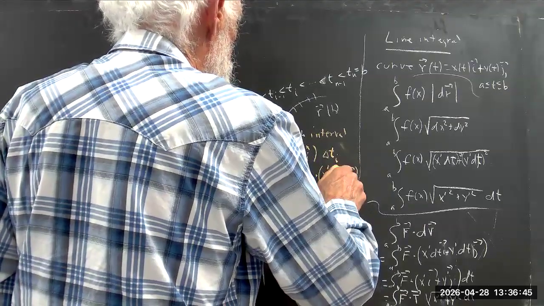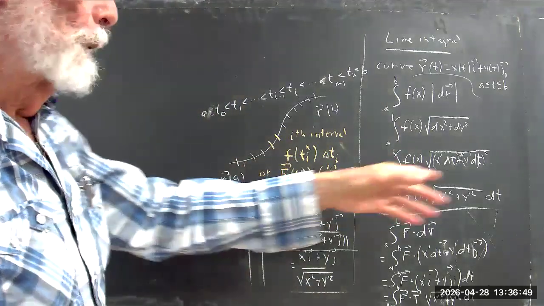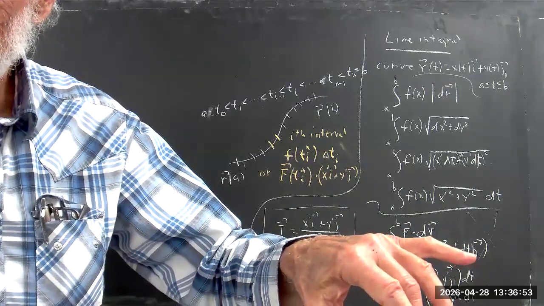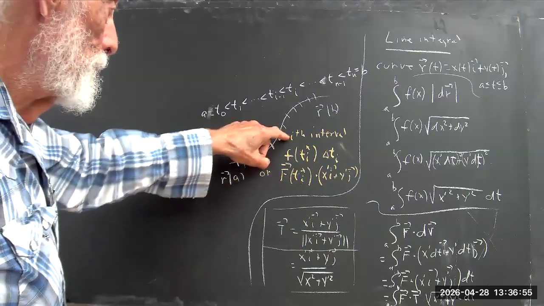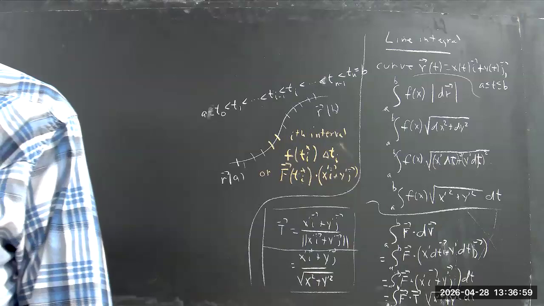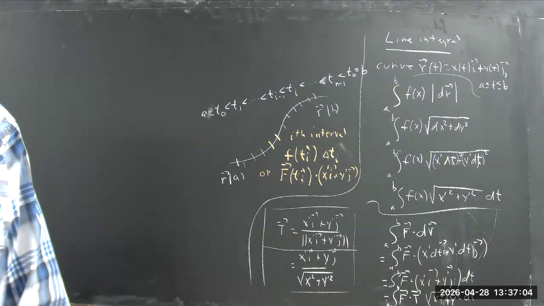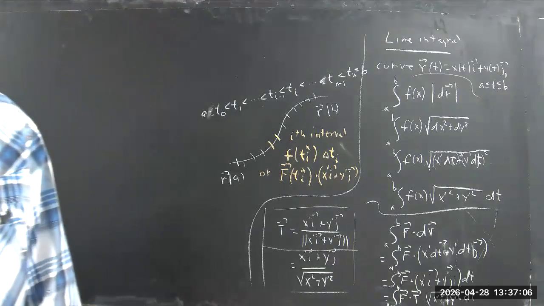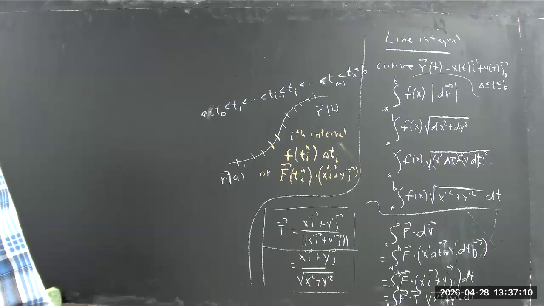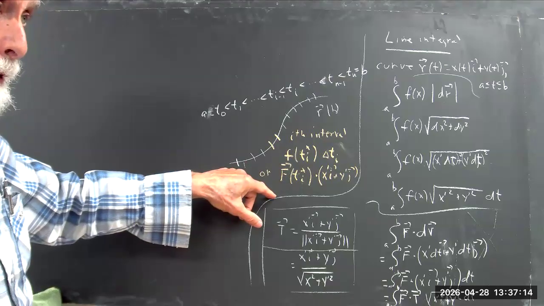I'll just do x prime i plus y prime j because I don't have room to write z prime k. In 3 dimensions, you would have z prime k. So that's how you do a line integral. That's what it comes down to. It might look different with different notations. It might look different with different applications. But just ask yourself, what kind of function are we integrating?